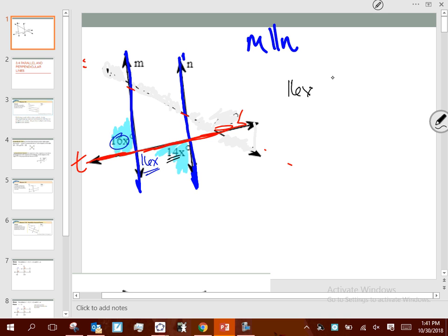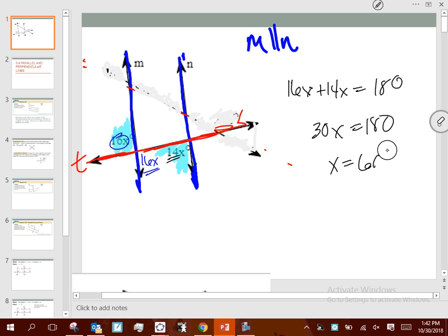supplementary. So 16x plus 14x will total 180. That gives me 30x equals 180, and then x will end up being 6, right? Does that make sense? Now you can plug that back in and say, okay, x is 6, then this would be 84 and this here would be 96. 84 plus 96 do indeed give me the 180. Okay?